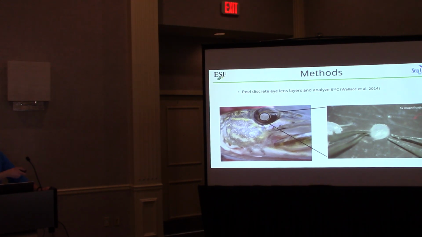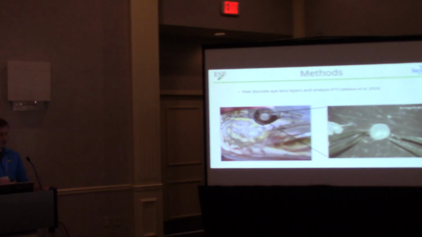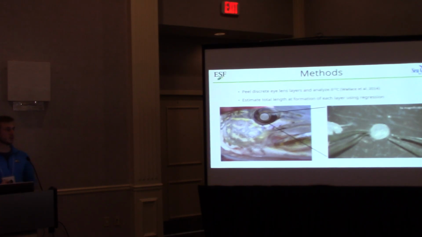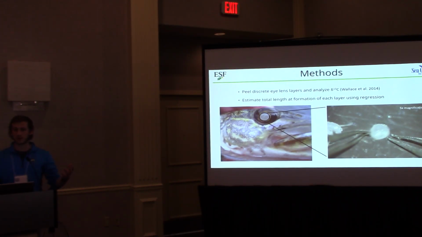Once I remove this layer here that you see to the left, we can dry and analyze that layer for carbon stable isotopes. And then, after I've done this on all of my fish, we're going to develop a regression between the total eye lens diameter and the total length of the fish. So basically now what we can do is, using that regression, assign an estimated total length of formation to each of these eye lens layers. So we'll have these paired data sets where we have a carbon isotope value and an estimated total length of the fish at formation.